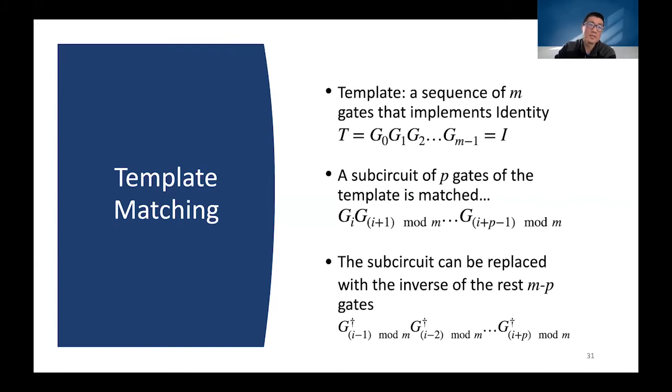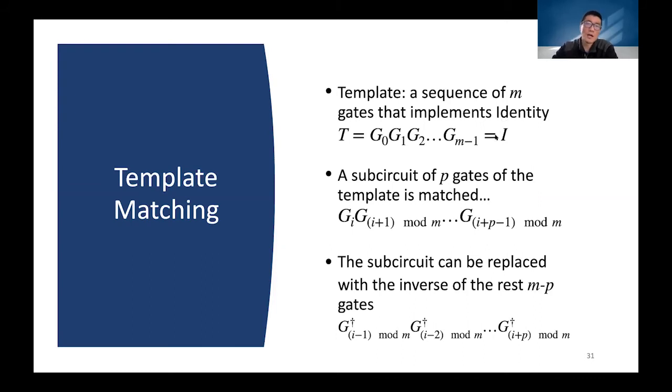So let's look at the template matching technique first. Template matching is a widely used technique that people have been using for optimizing quantum circuits. It involves the following steps. First, we identify a template. What is a template? A template is basically just a sequence of quantum gates that computes the identity. So in this case, let's say we have a template T, which consists of m different quantum gates, and this sequence together computes the identity.